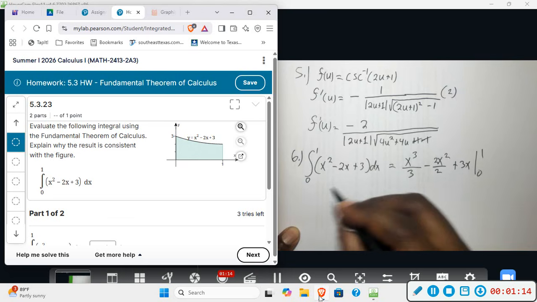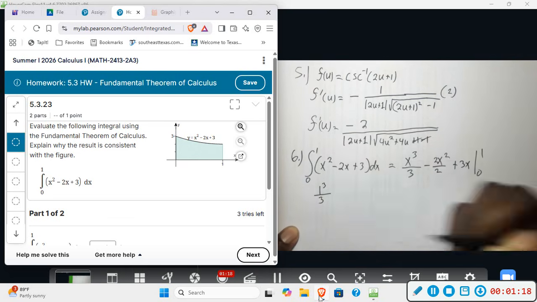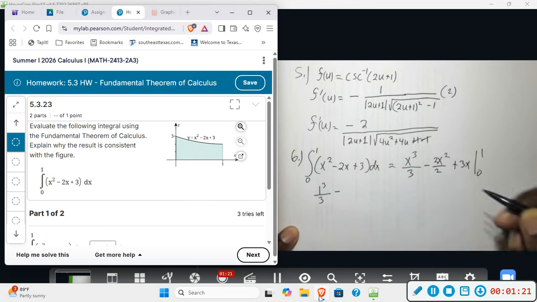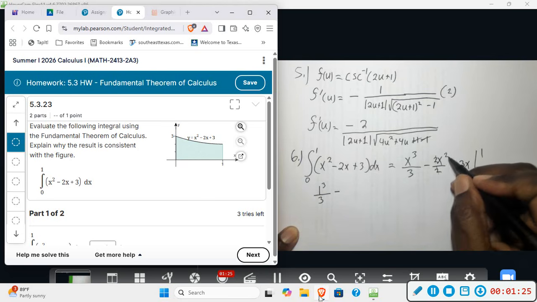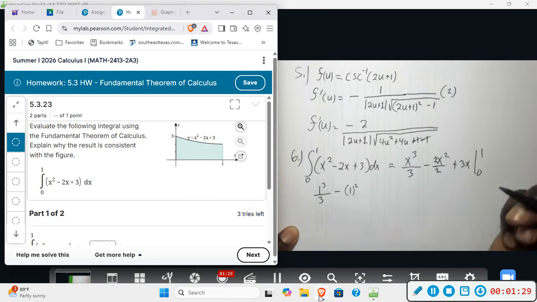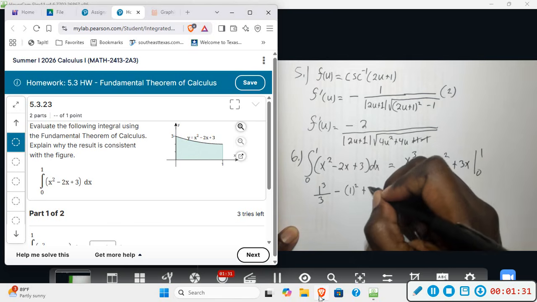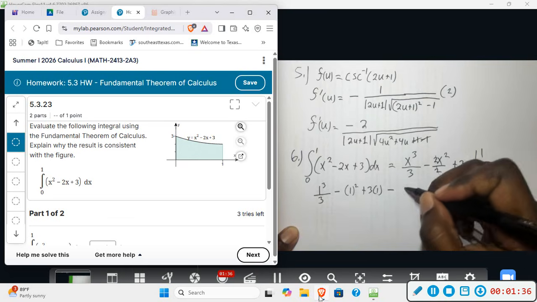So when we plug in 1, we'll have 1 cubed over 3 minus, we plug in a 1, 2 divided by 2 will go away, so we'll just have minus 1 squared and then plus 3 times 1. So this is the upper limit minus the lower limit.